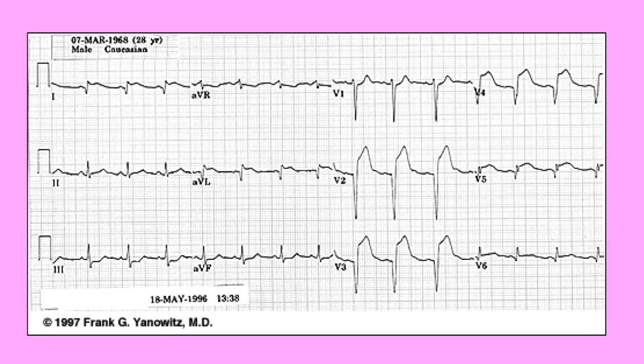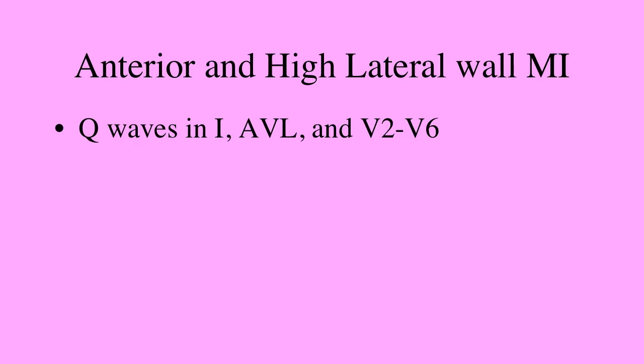So if you go ahead to that next slide, you'll see Q waves in 1 and AVL and V2 through V6, anterior and high lateral wall infarct, or MI. And that's a pretty big infarct, or that may have been a couple of different infarcts at different times.